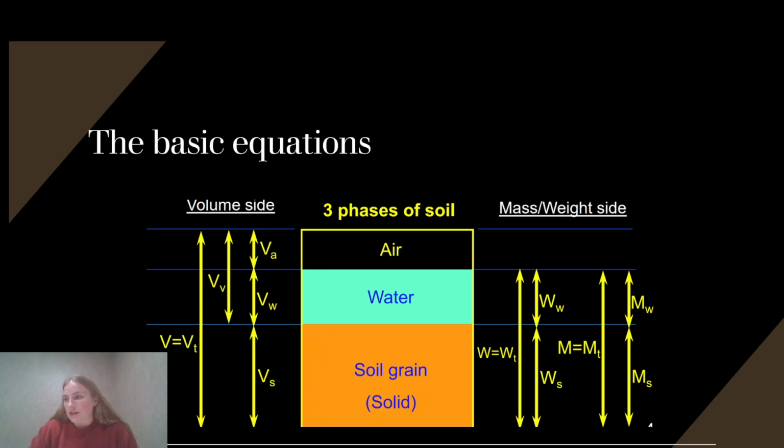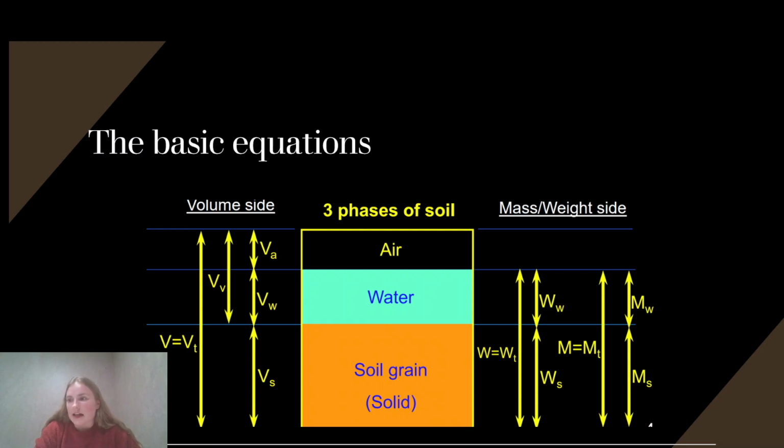There are some basic equations. It's mainly just algebra, so this whole thing is pretty intuitive. It's mainly just volume, mass, and weight equations. So the first one you have is the total volume of the sample. The total volume of the sample is just the volume of air plus the volume of water plus the volume of solids. So yeah, pretty intuitive. The next thing that you have is the volume of voids. So for the volume of voids, it's just the volume of air plus the volume of water.